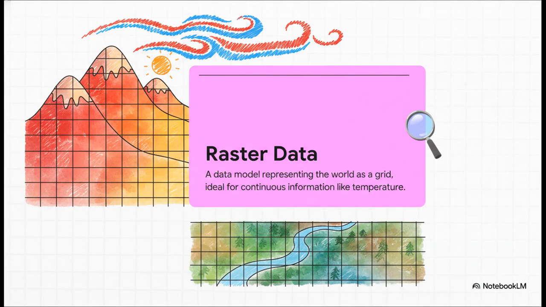So when we organize all these pixels into a grid to represent the real world, we call it raster data. This whole grid-based system is absolutely perfect for mapping things that don't have hard edges, things that just flow and change across a landscape. Think about the temperature on a hot day or the elevation of a mountain range.